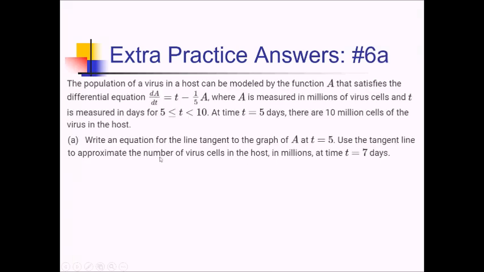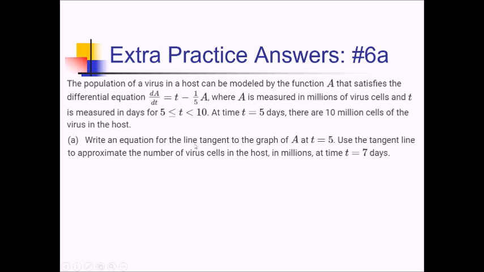For this free response problem, the population of a virus in a host can be modeled by the function A, satisfying this differential equation here, t minus 1/5 A. And let's see, A is measured in millions of virus cells, t is measured in days between time 5 and 10. It's kind of interesting. And they're telling us at time 5 there's 10 million cells of this virus in the host, because everyone loves hearing about viruses. Okay, so our first task on this one is writing an equation for the line tangent to the graph of A at time 5, and then using that to approximate the number of virus cells at time 7.